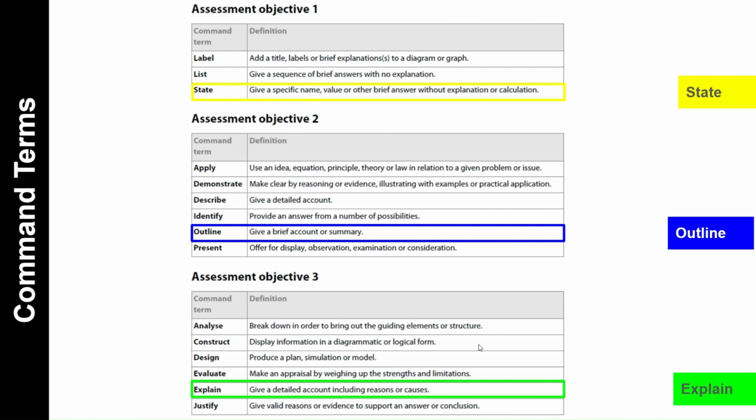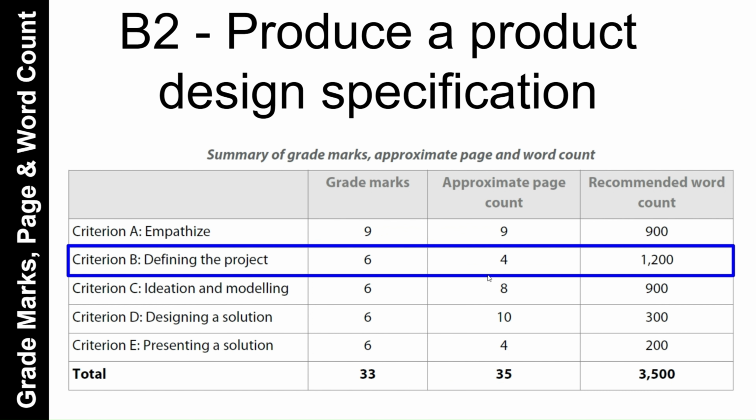Okay, just a couple of things. We've got our state, outline, and explain. So make sure you're looking at these command terms, and I've got a couple of examples to go through these. Again, for this section, it's out of 6 marks, 4 pages, and 1,200 words.